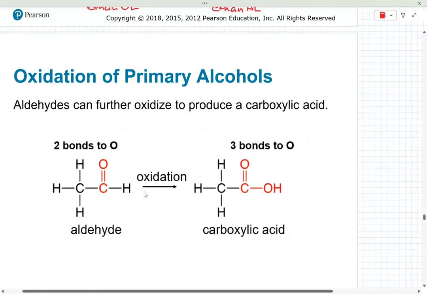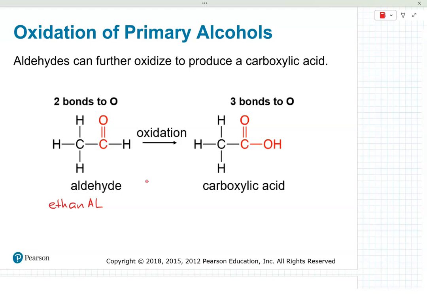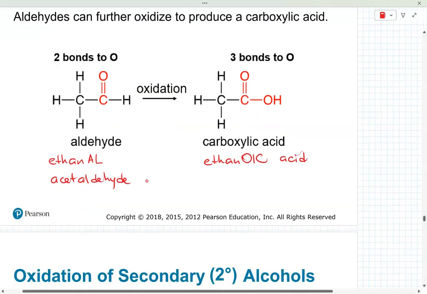Sounds good? Now, we just got an aldehyde. This is what we got in the previous slide. Ethanol. Now, this molecule can be oxidized even further to carboxylic acid. We're going to talk about carboxylic acid eventually. Now, another term for ethanal is acetaldehyde. And another term for ethanoic acid is acetic acid, or vinegar. Does that make sense?